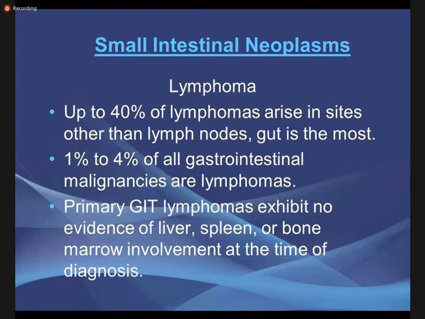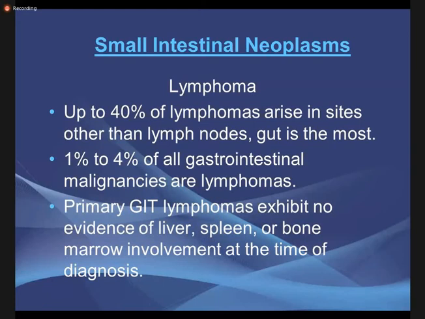Now the lymphoma is the malignant tumor originating from the lymphoid tissue, and up to 40% of lymphomas arise in sites other than lymph nodes. Gut is the most common site, and 1 to 4% of all gastrointestinal malignancies are lymphomas. Primary GI lymphomas exhibit no evidence of liver, spleen, or bone marrow involvement at the time of diagnosis.